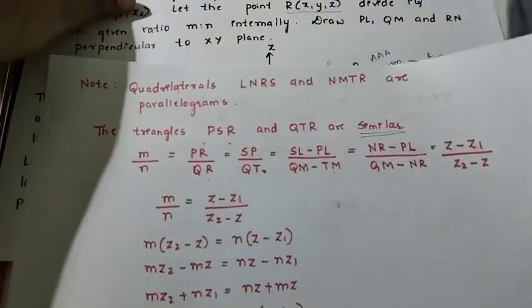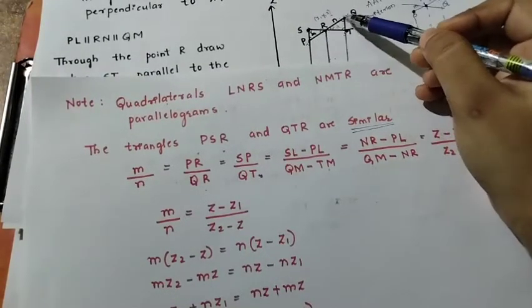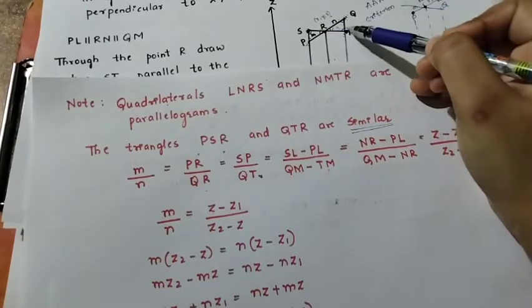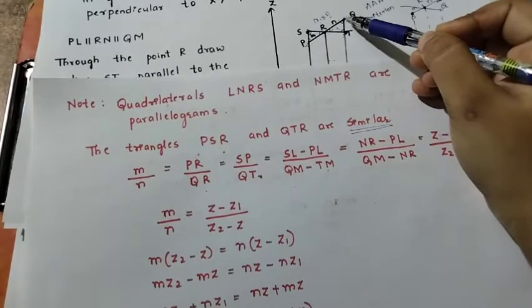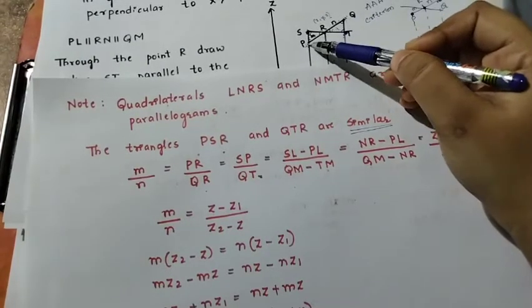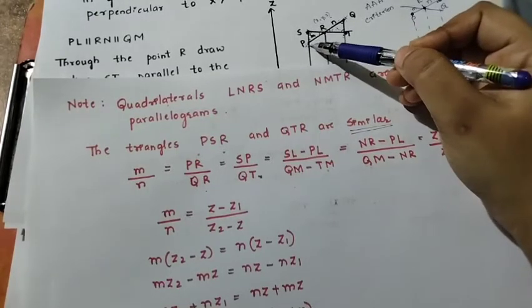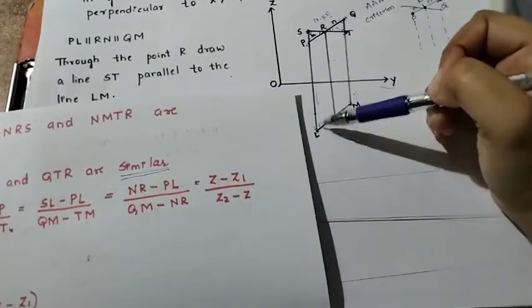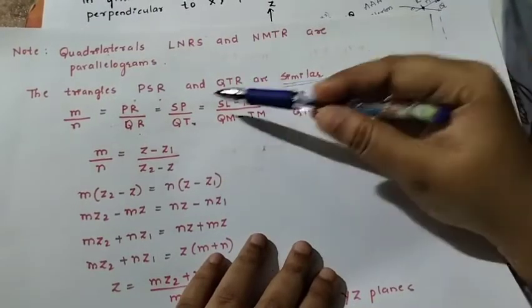If you see the diagram, PR divided by QR, SP divided by QT. What I have written, PR divided by QR, SP divided by QT, these are in proportion. So in place of SP, I write it as SL minus PL.